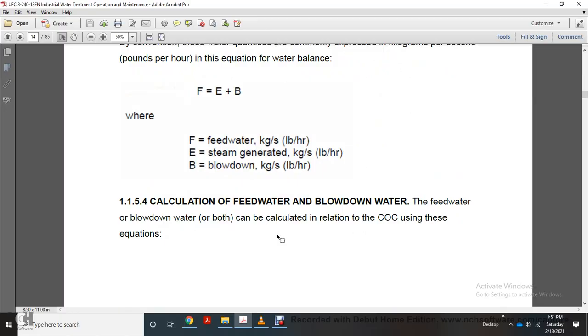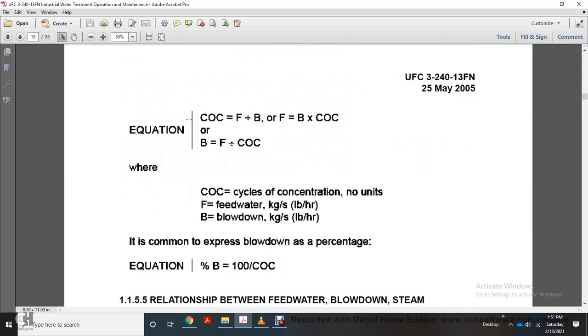Calculation of feed water and blowdown water. Feed water and blowdown water can be calculated in relation to the cycles of concentration using these equations. Cycles of concentration, no units, is equal to the feed water in pounds per hour divided by the blowdown in pounds per hour. Or feed water is equal to the blowdown in pounds per hour times the cycles of concentration. Or the blowdown in pounds per hour is equal to the feed water divided by the cycles of concentration.